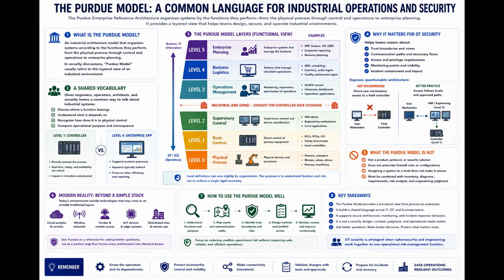The Purdue model is not a product, a protocol, or a complete security design. It does not prescribe every firewall rule, and assigning a system to a level does not make that system secure. The model must be combined with asset inventory, current diagrams, operational requirements, risk analysis, and engineering judgment. Modern environments also include cloud analytics, wireless devices, vendor platforms, remote operations, and industrial Internet of Things systems that may not fit neatly into a simple stack. Use Purdue as a reference for asking better questions, not as a perfect map that forces every architecture into identical boxes.